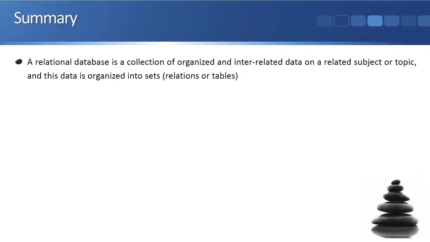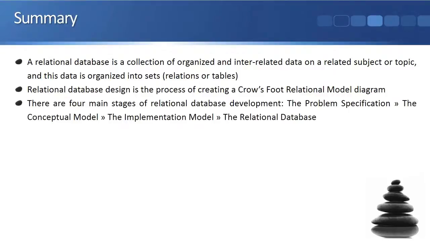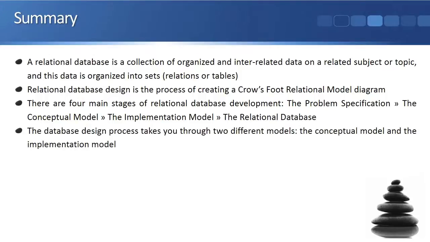Summary. A relational database is a collection of organized and interrelated data on a related subject or topic, and this data is organized into sets, relations, or tables. Relational database design is the process of creating a crow's foot relational model diagram. There are 4 main stages of relational database development: the problem specification, the conceptual model, the implementation model, and the relational database. The database design process takes you through two different models, the conceptual model and the implementation model.